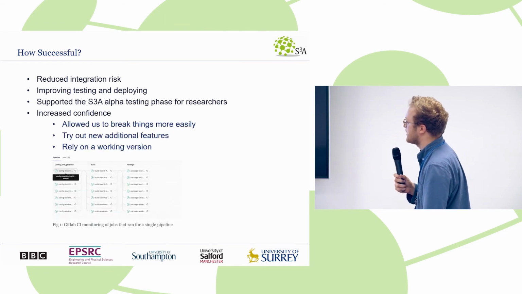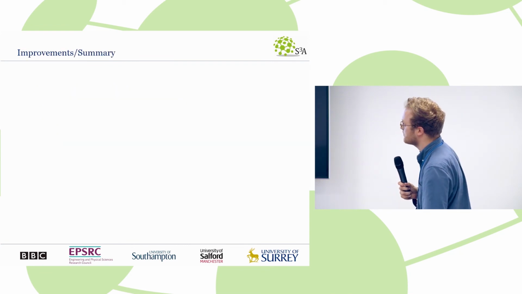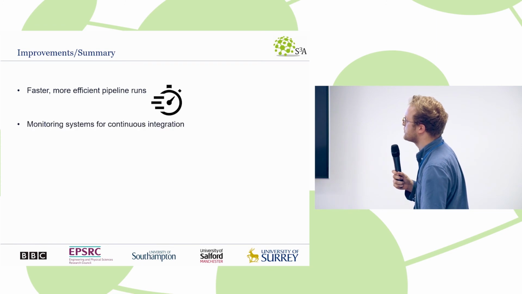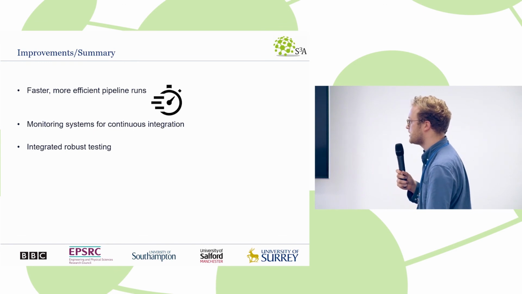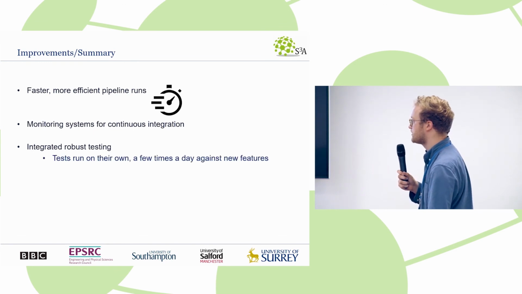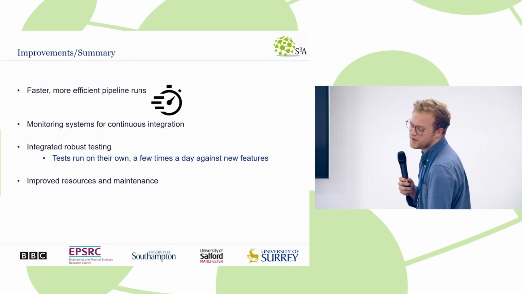I've said those things, and there's just an example image of what a pipeline would look like. Improvement summaries would be faster, more efficient pipelines, a monitoring system for continuous integration, which is something I've been quite interested in recently, and integrated robust testing, rather than tests run only once a day. And if there was more money, improved resources and maintenance as well.